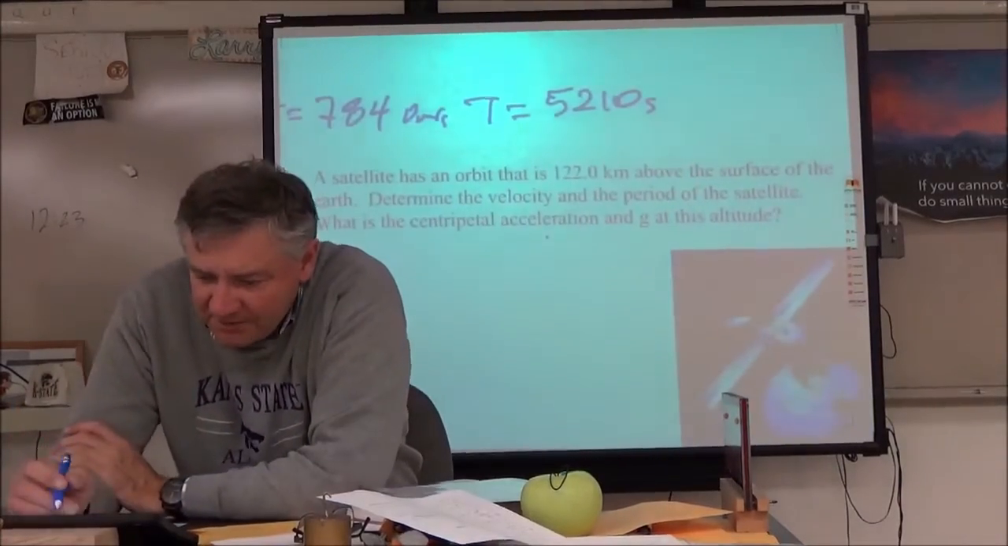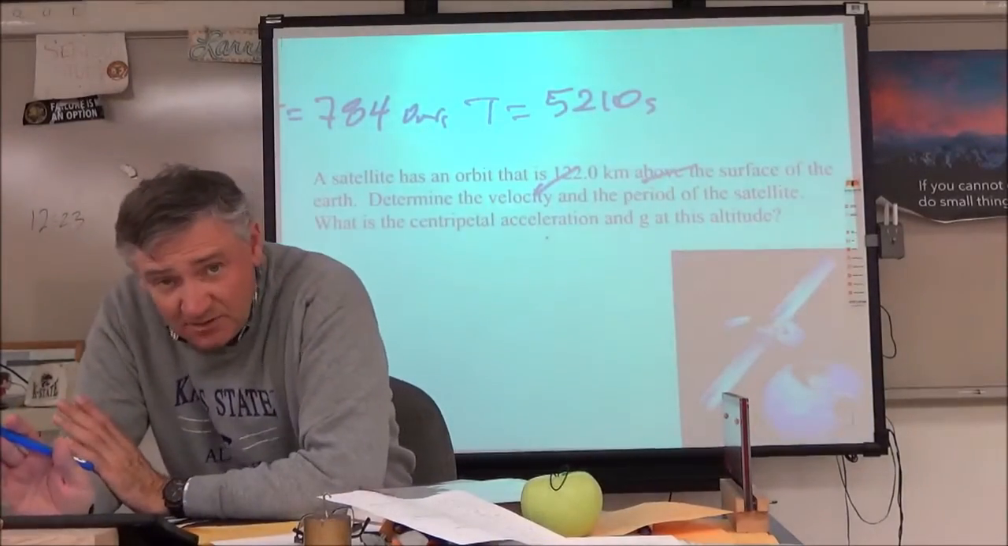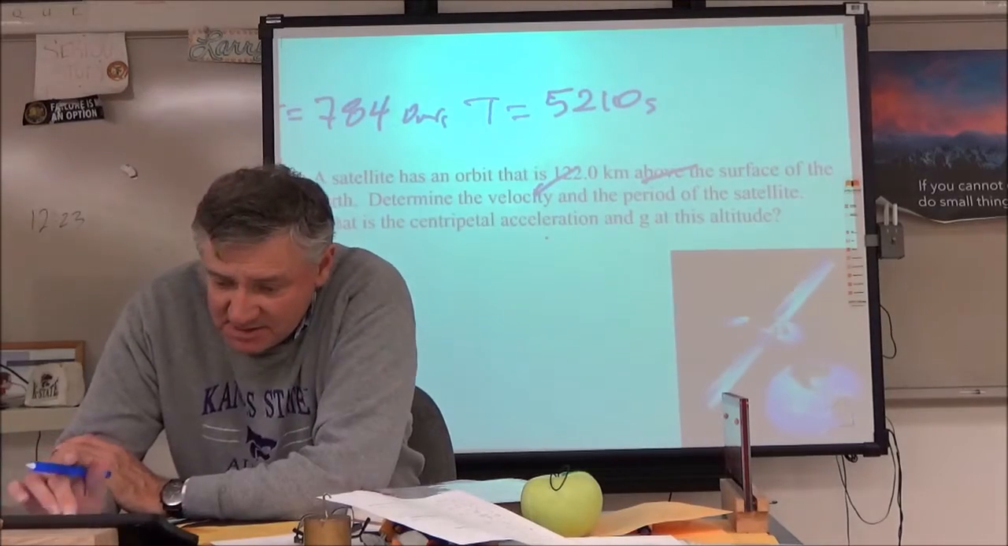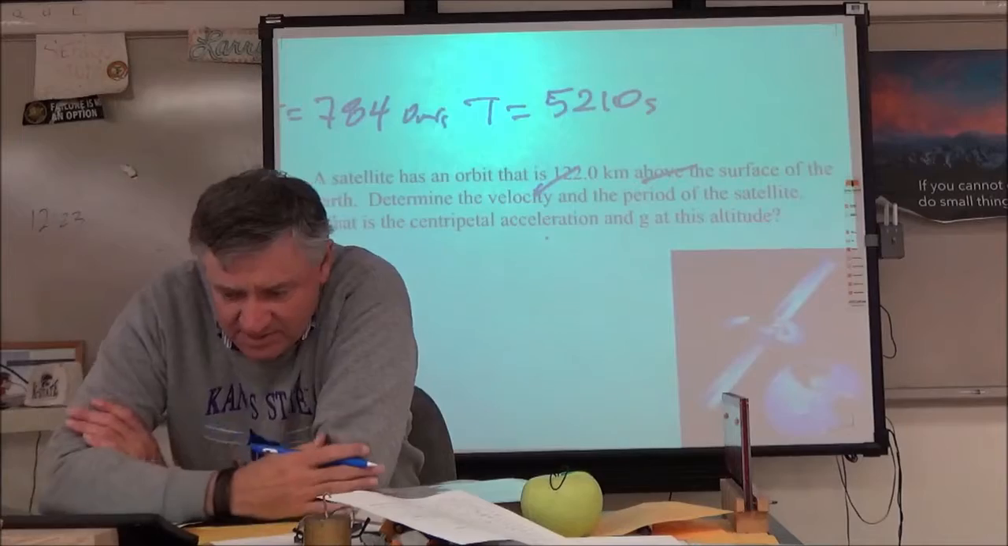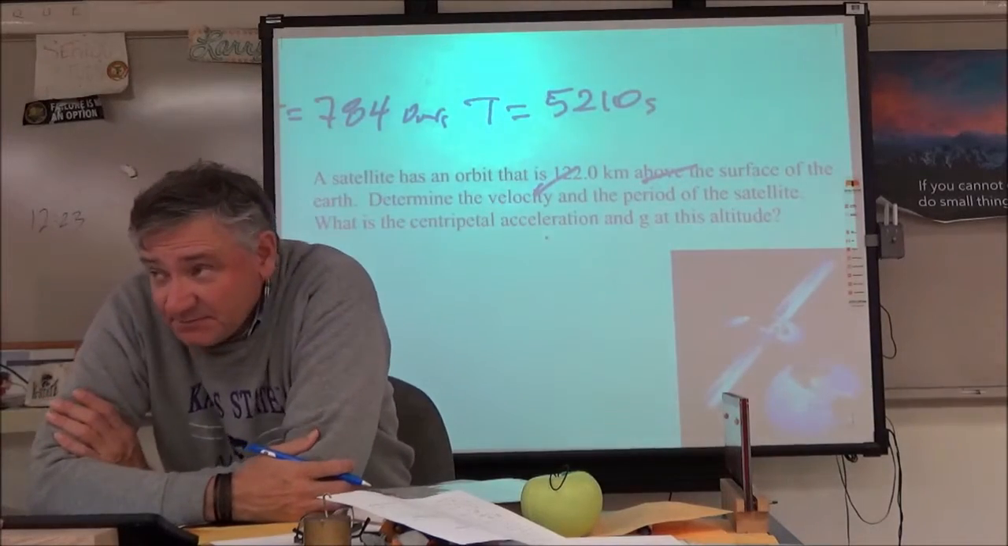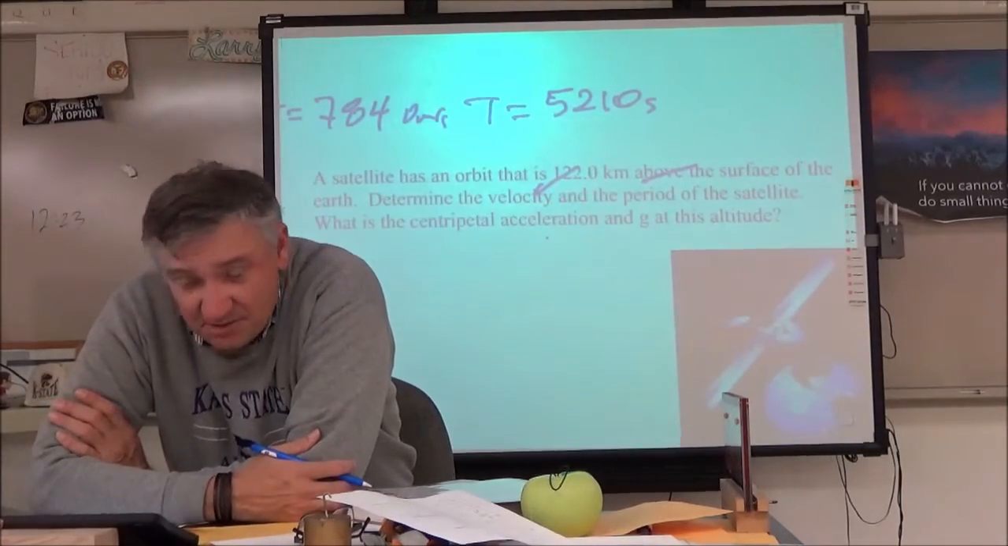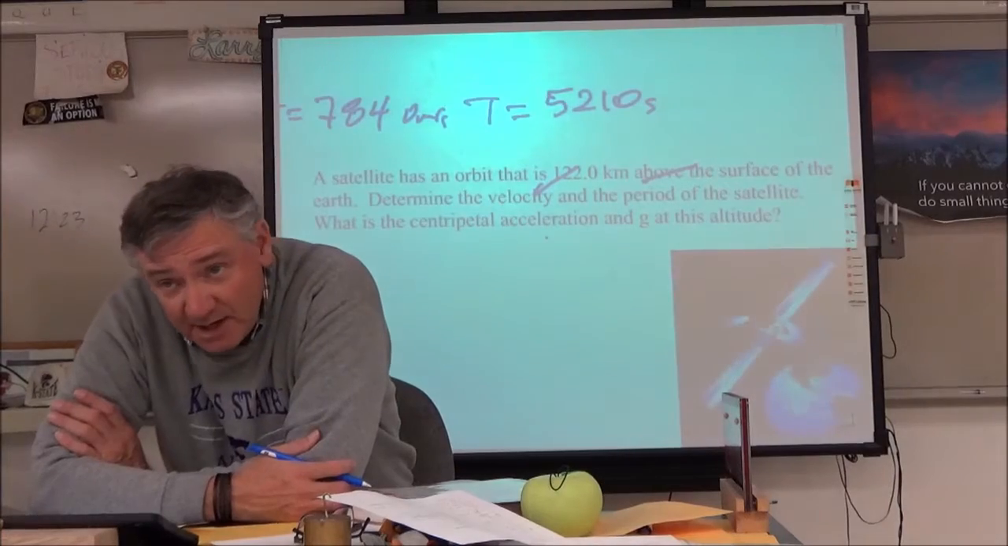So, we got the first two done. We got the velocity and the orbital period. So now let's talk about centripetal acceleration. First off, how do you know that it's undergoing centripetal acceleration? Because it's an orbit. It's not moving in a straight line, right? Otherwise, it would be moving in a straight line.